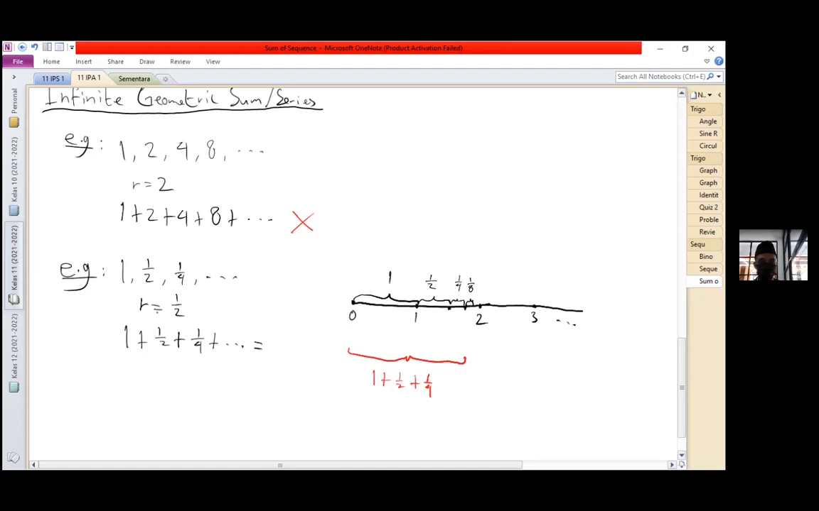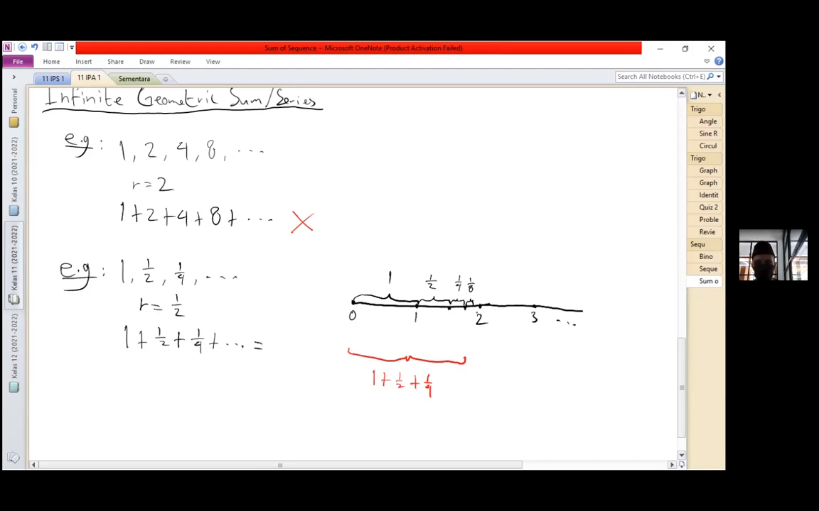Okay, for the first term, the sum is just 1. And then if we add the second term, we'll have 1 plus 1/2 is 1.5, and then plus 1/4 we'll get 1.75, and so on.